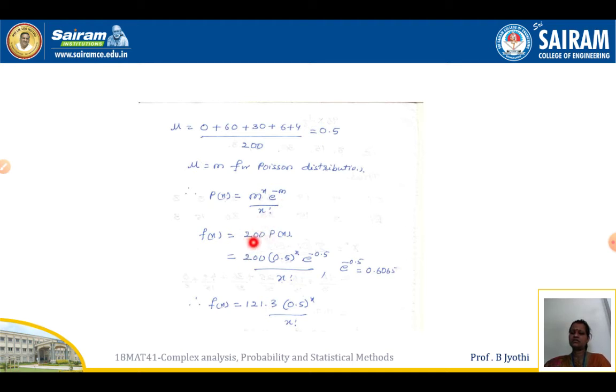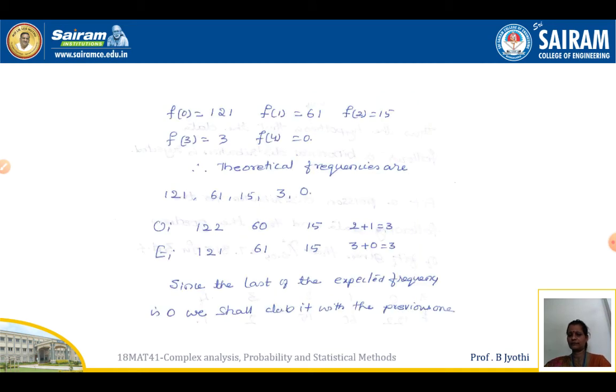And since 200 is the total, f of x is 200 into p of x, or 200 into 0.5 power x e power minus 0.5 divided by x factorial, and e power minus 0.5 is given by 0.6065. Therefore, f of x is given by 121.3 into 0.5 power x divided by x factorial. So we can substitute the values of x as respectively 0, 1, 2, 3, 4. So f of 0 will be 121, f of 1 is 61, f of 2 is 15, f of 3 is 3, and f of 4 is 0.